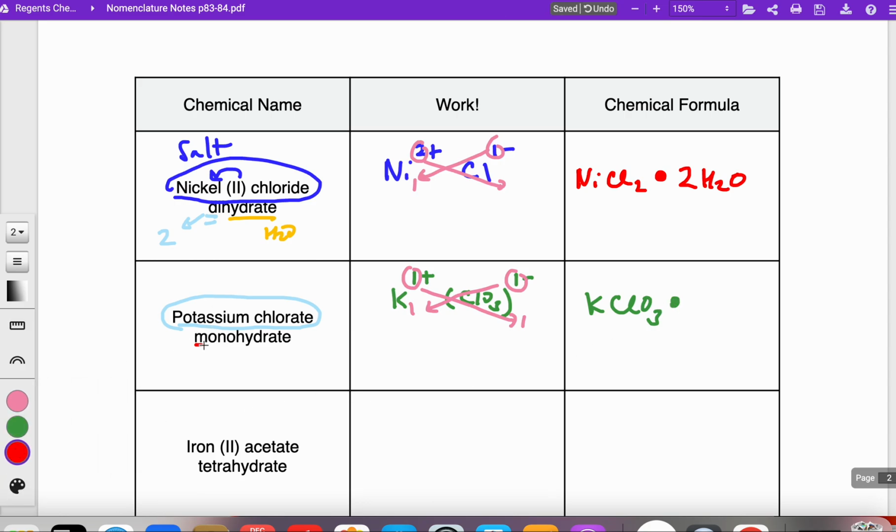Now, out in front, I have a prefix of mono, which is 1, which I can write in or I don't need to. And then I have hydrate, which I replace with H2O. So this is potassium chlorate monohydrate. You could write in the value of 1 in front of the water if you like.